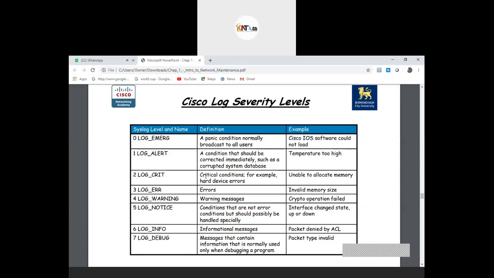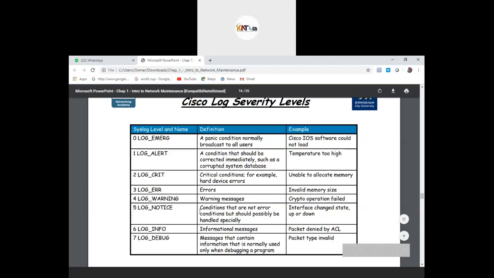That shows a critical condition, for example, a hard device error, where the device will not be able to allocate memory. And then you have errors, log error, that is an invalid memory size. That is what will show on a device. And number four, crypto operation failed on a particular iOS operating system means you have warning messages.